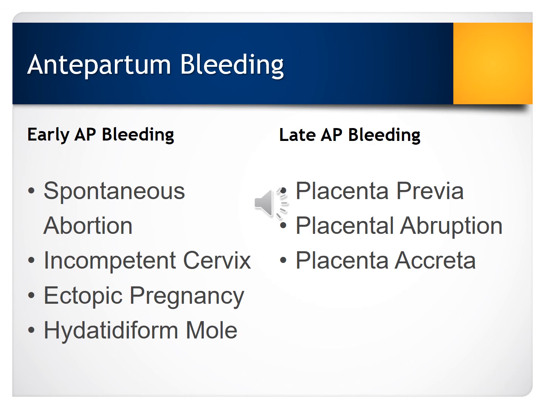Spotting is not uncommon in the first trimester, and it's usually related to implantation. So when the fertilized egg implants into that rich, thick endometrial lining, a woman may notice some spotting. Also, after intercourse, because the cervix may be sensitive, it's highly vascular, and with some exercise, she may notice spotting. But again, anytime a woman is bleeding during pregnancy or having any vaginal discharge, it should be assessed.